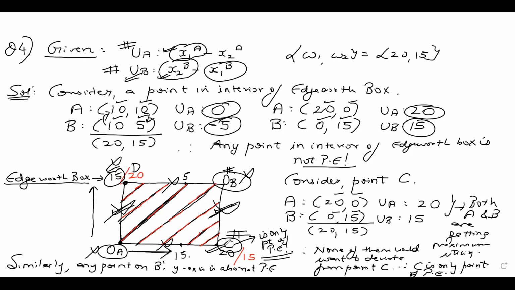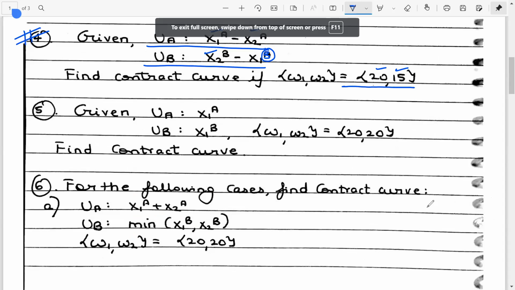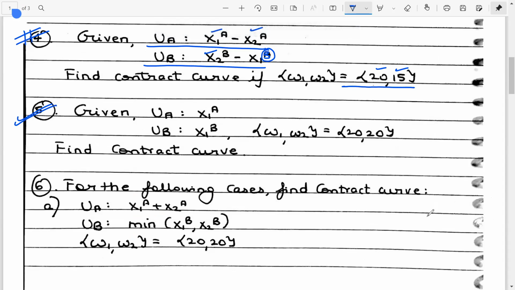So hoping all students have understood this particular question. And then let's quickly come to the assignment. Let's look at question 5. Again, question 5, the utility which A gets is x1A, the utility which B gets is x1B. You can see again, guys, for both A and B, x2 is a neutral good. They are only getting utility from x1. And the endowments are 20 comma 20. We need to find the contract.